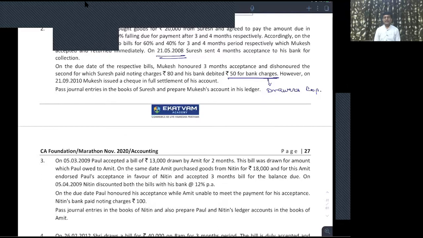Then the bank had levied the charges. For that, the entry will be bank charges account debit to cash account 50. And finally, he paid it by check. Entry bank account debit to Mukesh account 8,080 for the settlement. बराबर है? Am I right for everyone?